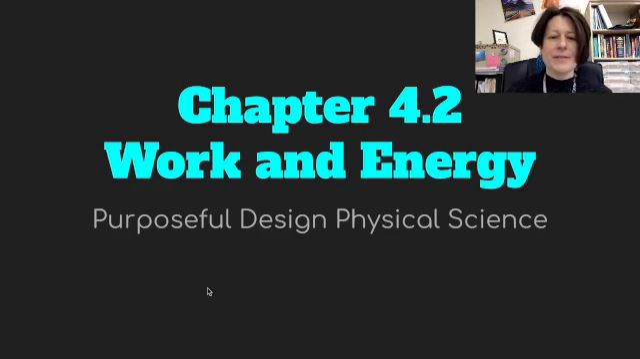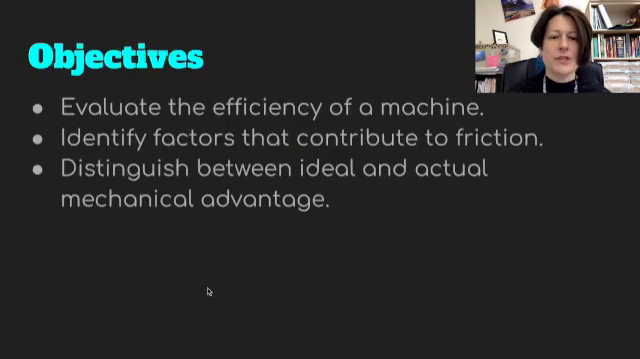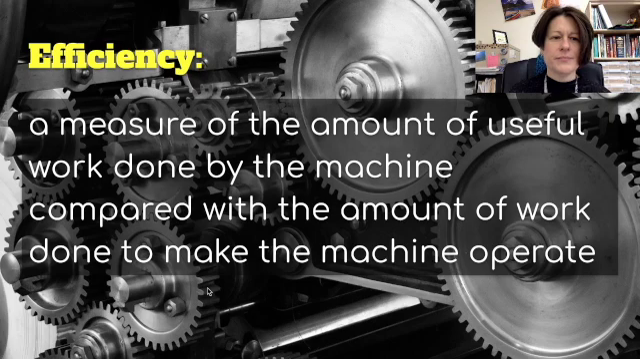Hello everybody, it's Mrs. Pound and I am here with the last section in our chapter on work and energy. So section 4.2.5 is about efficiency and friction. And our objectives for today's video are to evaluate the efficiency of a machine, identify factors that contribute to friction, and distinguish between ideal and actual mechanical advantage.